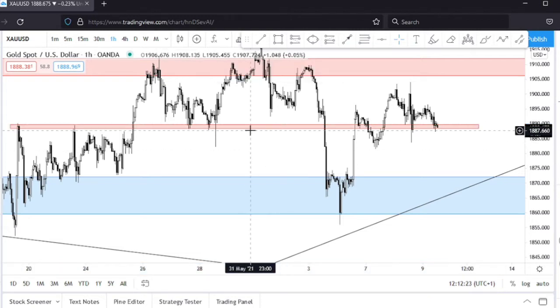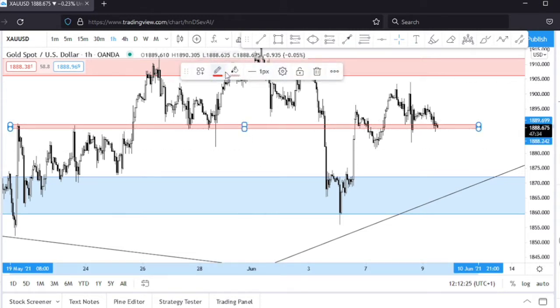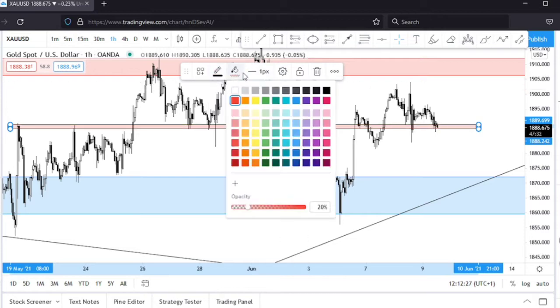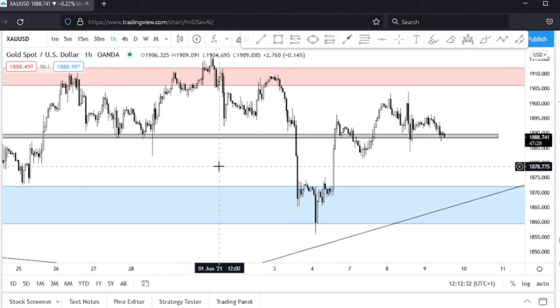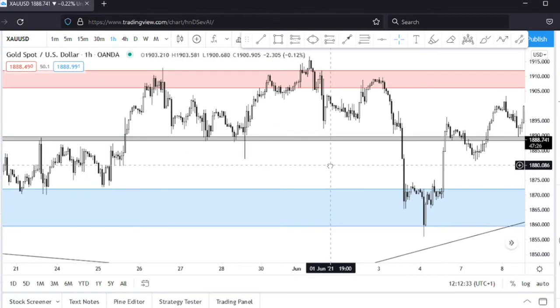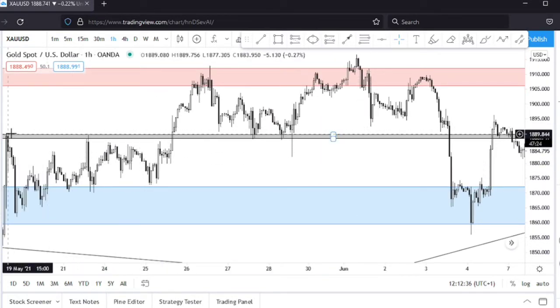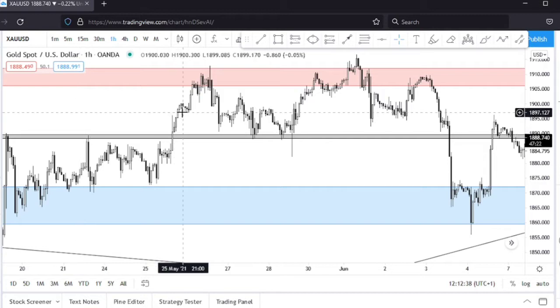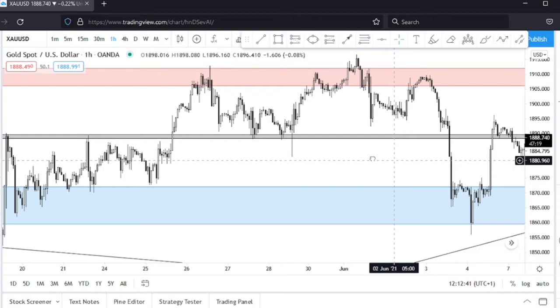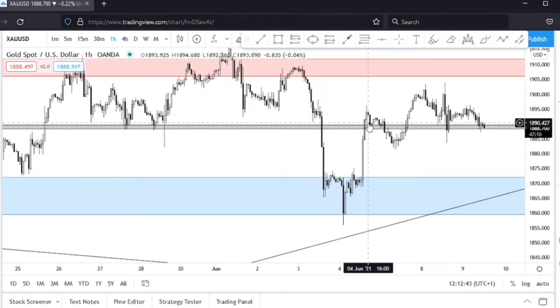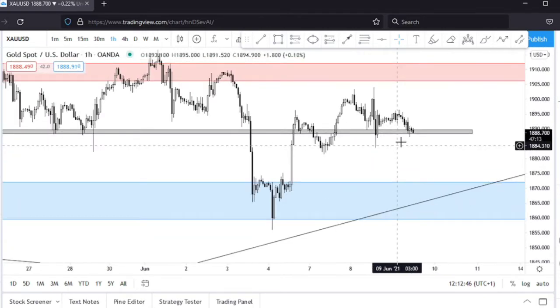Then I'll change this to, let me use black. All right, good. So you can see that anytime price gets into this area, there's some sort of reaction over here. Price broke the area, came down, bounced off, rejected off the area, broke it again, rejected, tested, and right now price is currently at that particular area.